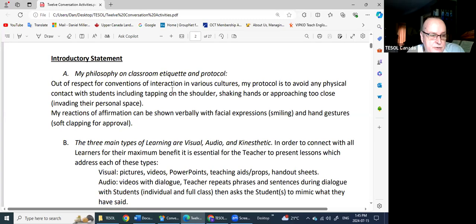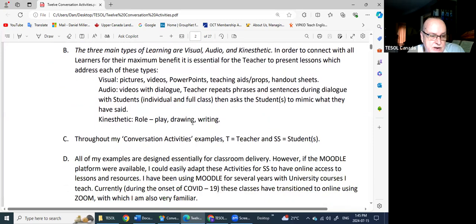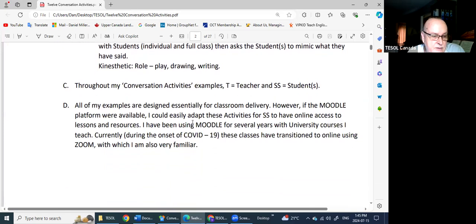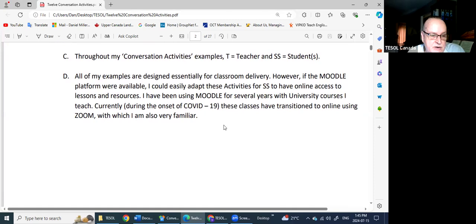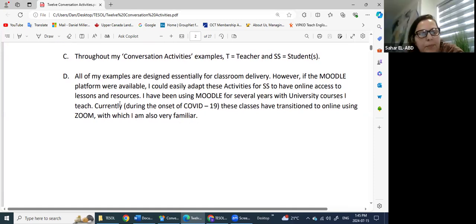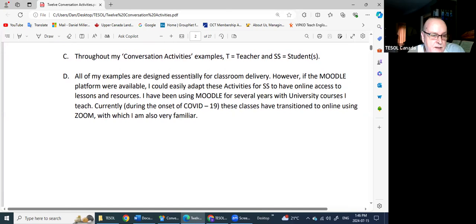So I included an introductory statement. You don't need to do this, but I like putting an introductory statement page in where I can discuss different aspects of what's coming up. So I included this little paragraph at the bottom of this page. All of my examples are designed essentially for classroom delivery. However, if the Moodle platform were available, I could easily adapt these activities for students to have online access to lessons and resources.